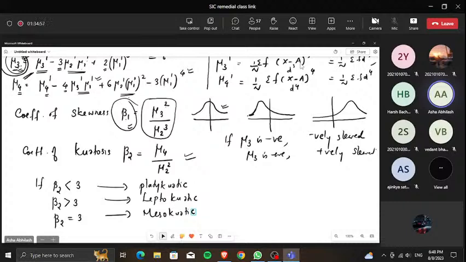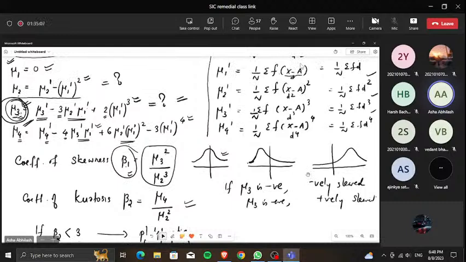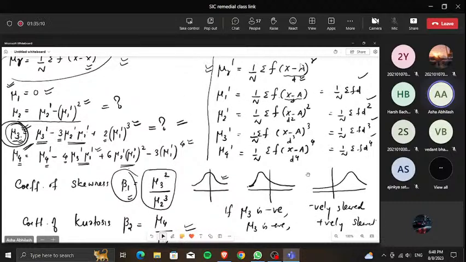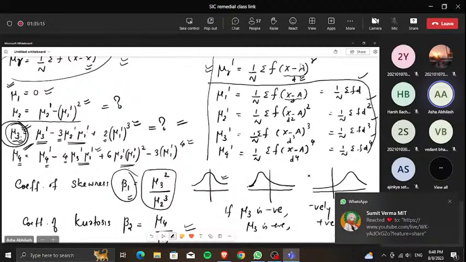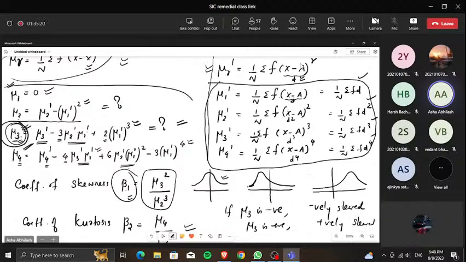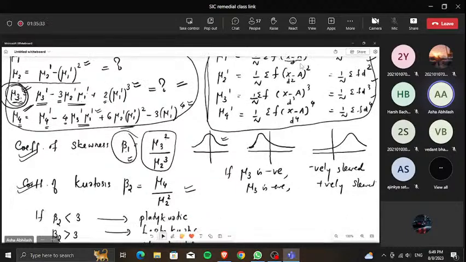So in moments, you have to remember the formula for finding the raw moments. These are the raw moments, so you have to remember this formula. Then the formula for central moments: mu1 will always be 0, then mu2, mu3, mu4. Then you have to remember the coefficient of skewness and coefficient of kurtosis. Just remember the limits also.